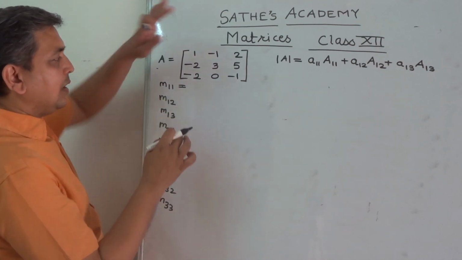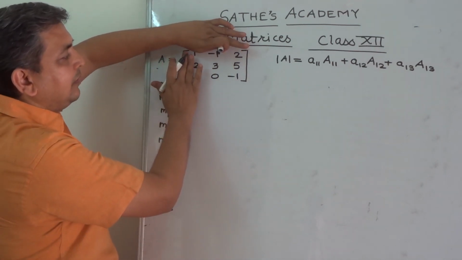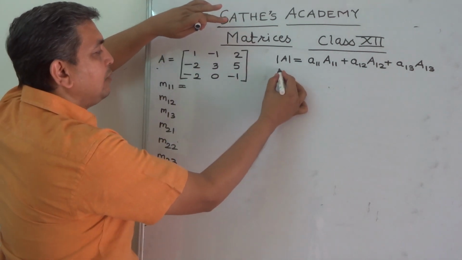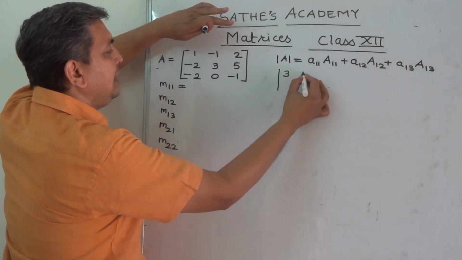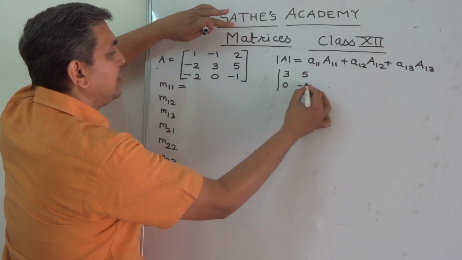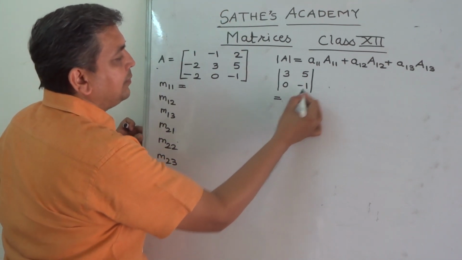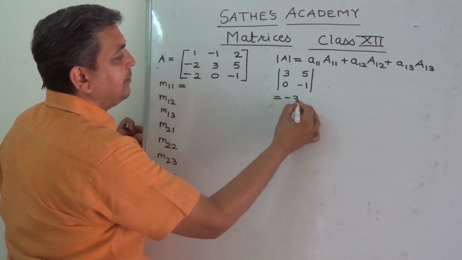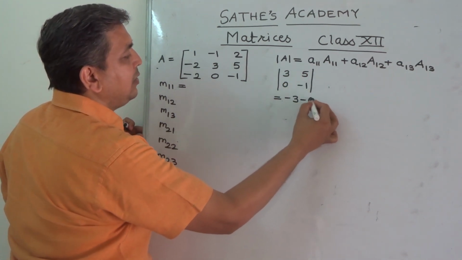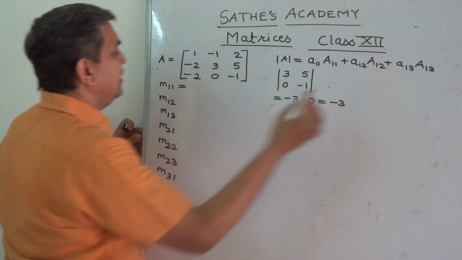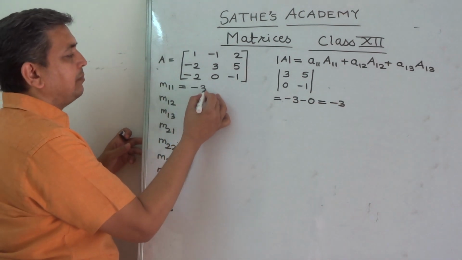First row, first column we have to omit. Whatever is left, we have to solve the determinant 3, 5, 0, -1. What is this value? -3 minus 0, that is -3. So M11 is -3.